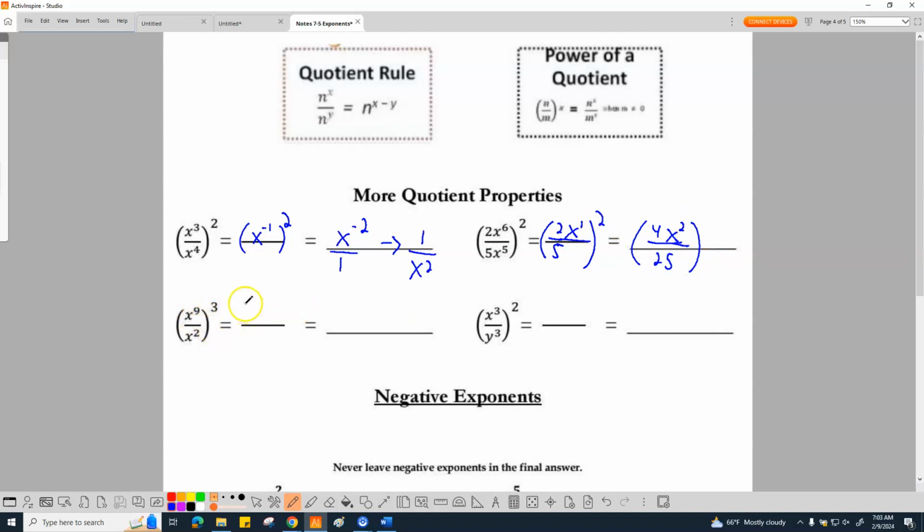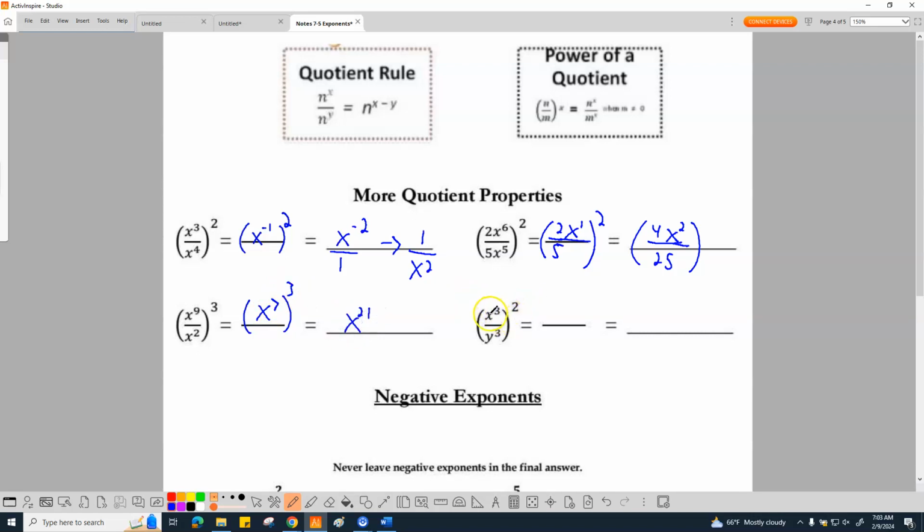X to the 9th over x to the 2. I'm going to do my first step, which is subtract the exponents. 9 minus 2 is a positive 7, raised to the power of 3. I'm now going to multiply 7 times 3, and I'm going to end up with x to the 21.